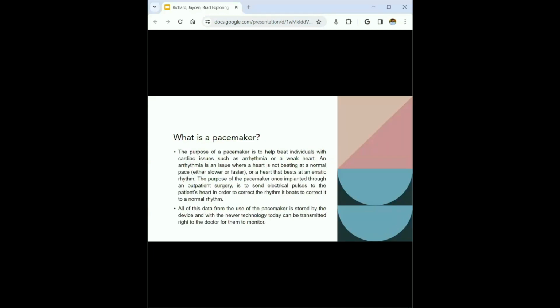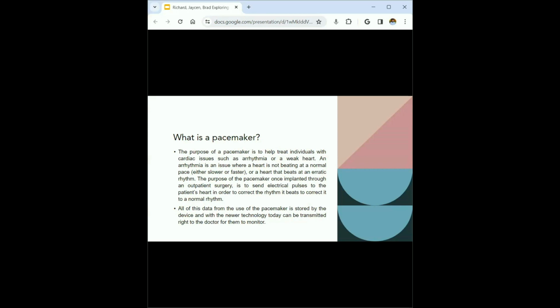Now, let's talk about a particular problem which we are trying to address. We know that pacemakers are used to help treat individuals with heart issues, such as arrhythmia or a weak heart, in a critical situation where the heartbeat is not working properly, either below 72, or maybe fluctuating and having some spikes in the normal flow per minute. That means it has some erratic rhythm.